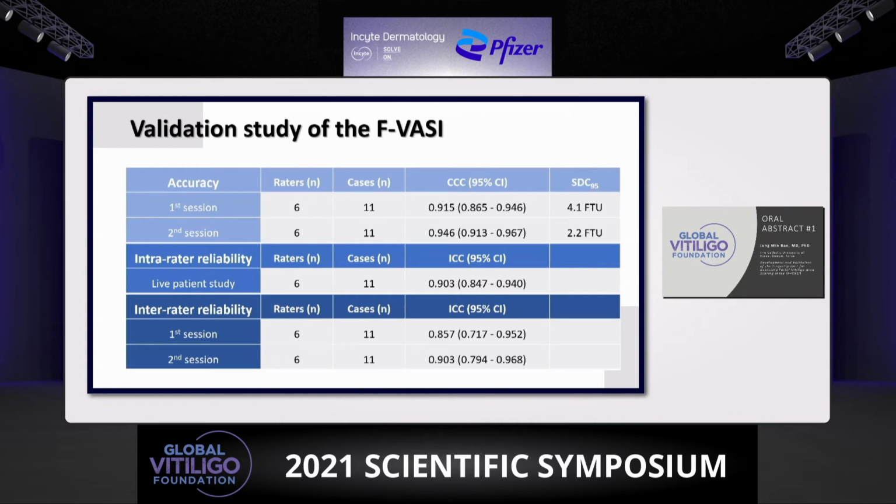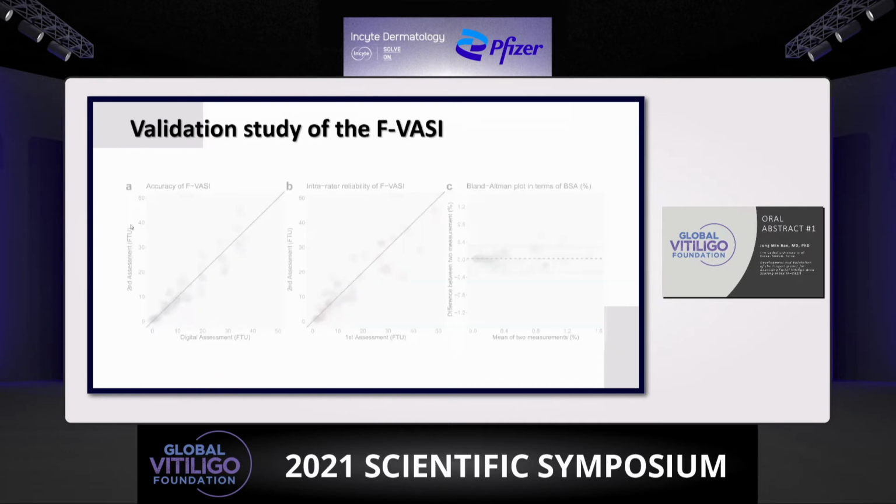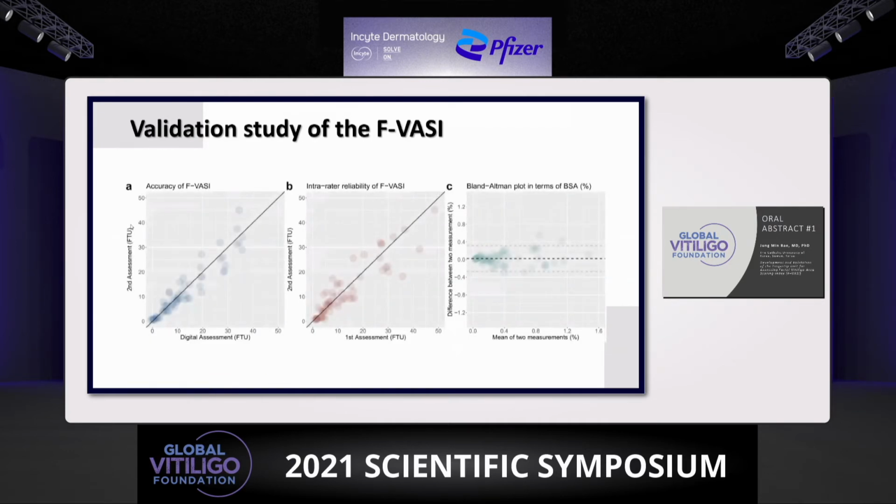In the live validation study, facial VASI showed remarkably high accuracy and the smallest detectable change was 2.2 fingertip unit. Facial VASI also yielded remarkably high intra-rater and inter-rater reliabilities. This is the summary of the result: accuracy, intra-rater reliability, and Bland-Altman plot.